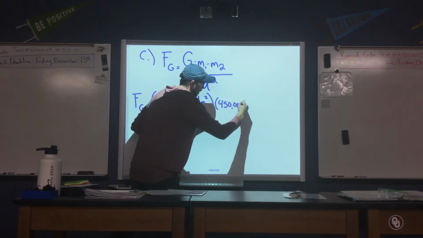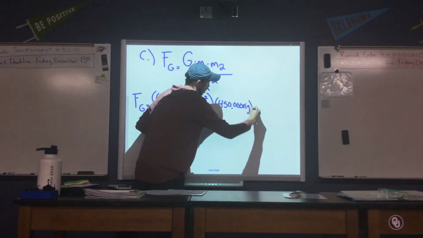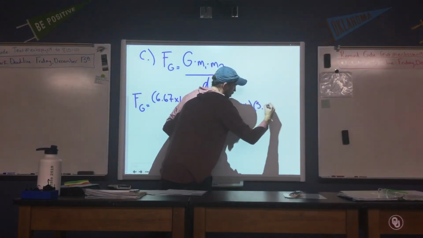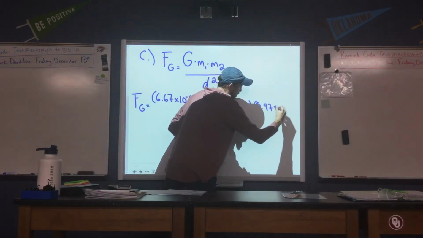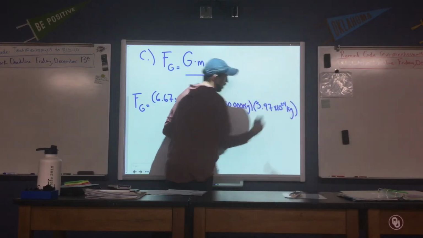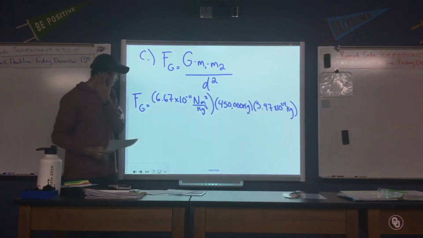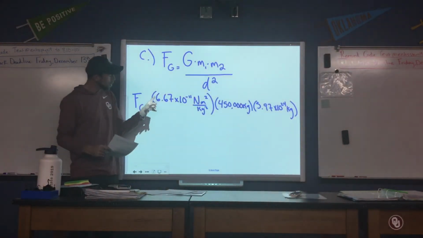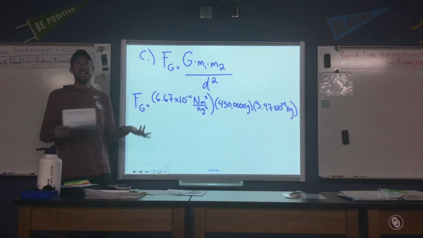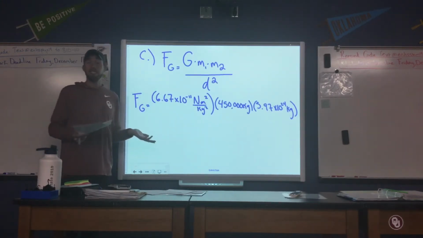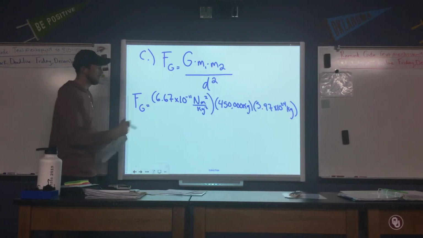So 450,000 kilograms. And the Earth is M2, 5.97 times 10 to the 24th power kilograms. As we've talked about in class, if you write this as 5.97 E24 or 6.67 E negative 11, that's fine too. The notation can be slightly different, but it represents the same idea.